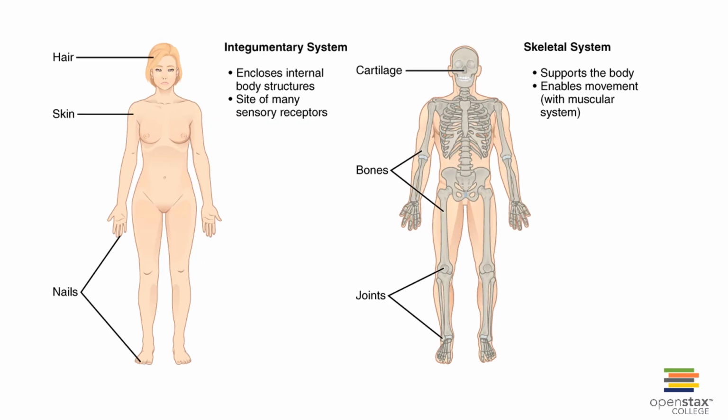The integumentary system is composed of the skin, hair, and nails. It provides external support and protection of the body, and also is involved in temperature regulation. The skeletal system is composed of bones, and it provides internal support and a flexible framework for body movement. In addition, it forms blood cells and stores minerals.